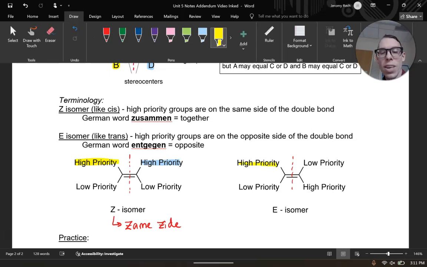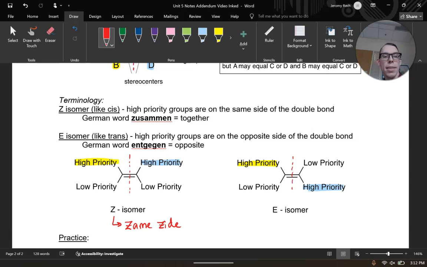Now, in the case of your E, or your entgegen, those are going to be on opposite sides. So here, if your highest priority is on the top for the yellow and then on the bottom for the blue, those are on opposite sides, and that's going to be an E. You'll see that this will actually match your cis and trans. Anything that you would have called cis can be called Z, and anything you would have called trans, you could call E. So cis and trans are super narrow and only describe some double bonds, whereas here you can use E and Z to describe all kinds of double bonds.